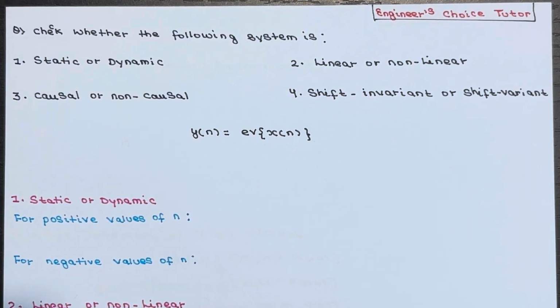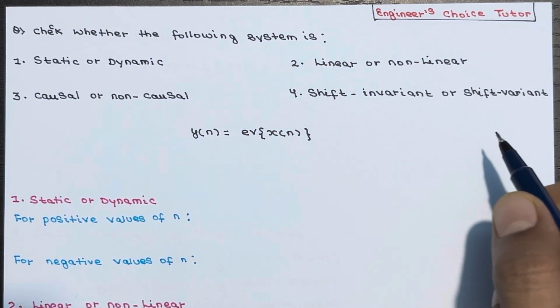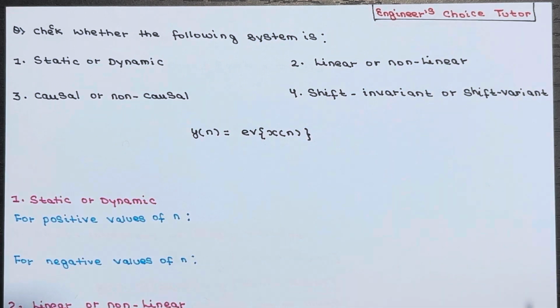Hi everyone. So let's see another problem here. The question is: check whether the following system is static or dynamic, linear or non-linear, causal or not, shift invariant or not.